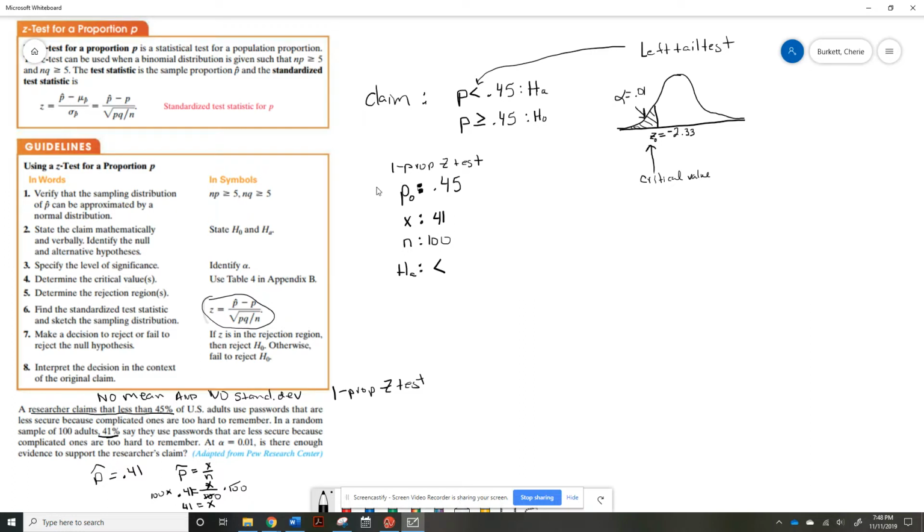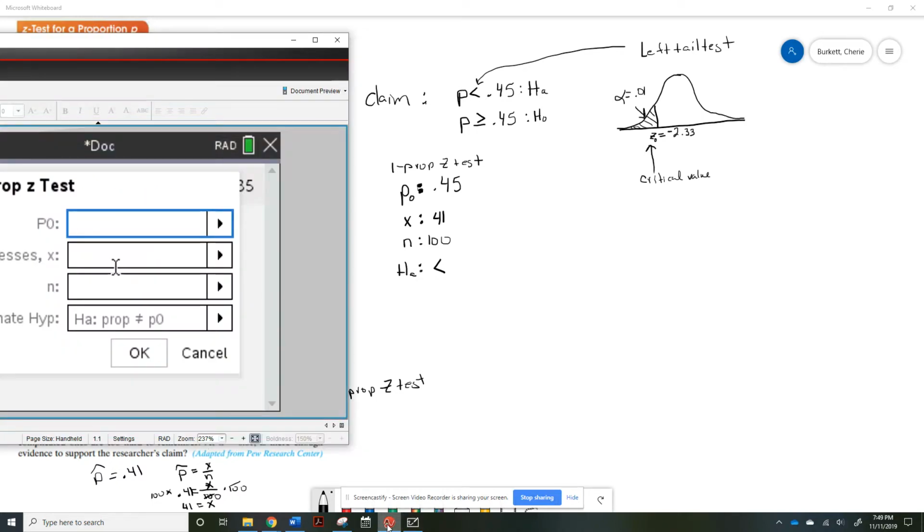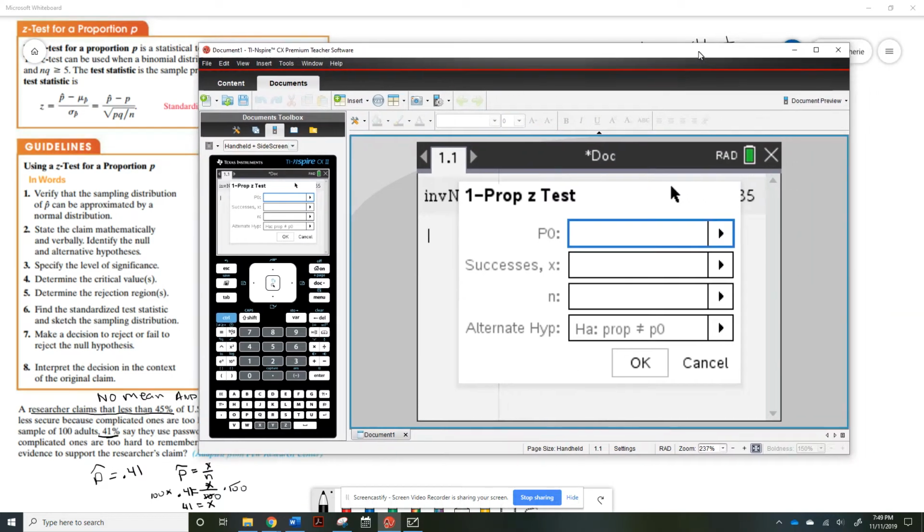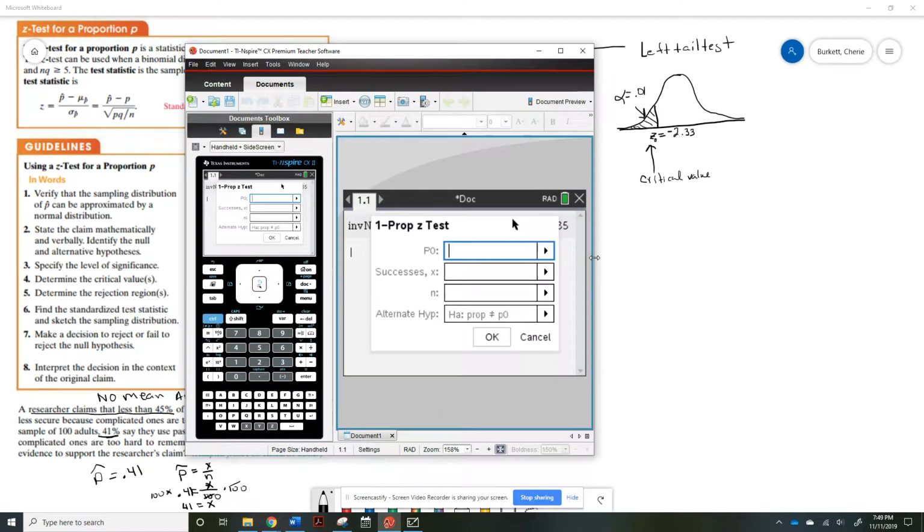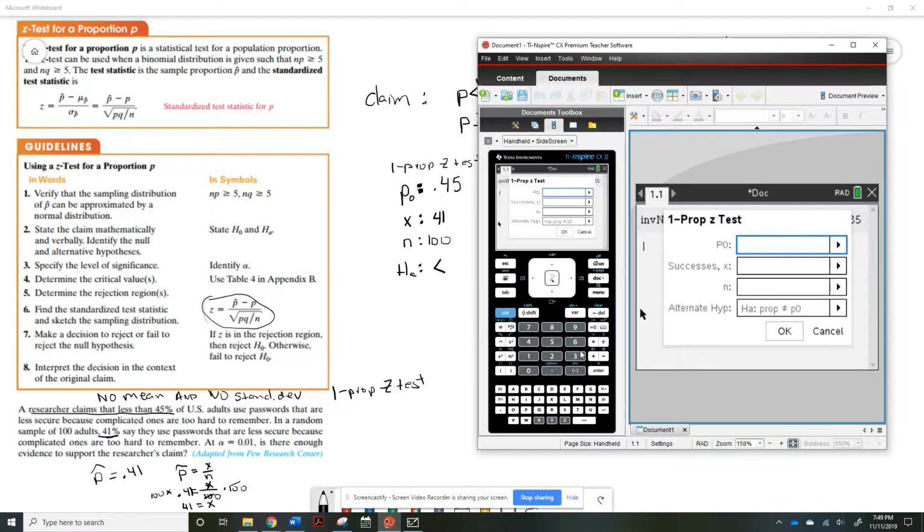So the proportion from the claim, the number of people that made this 41% out of the total number of people in the sample. So we just put all that in on the calculator. We have 0.45, we have 41 out of 100. And from our drop-down menu, we're going to pick less than, and we'll tab down to OK.